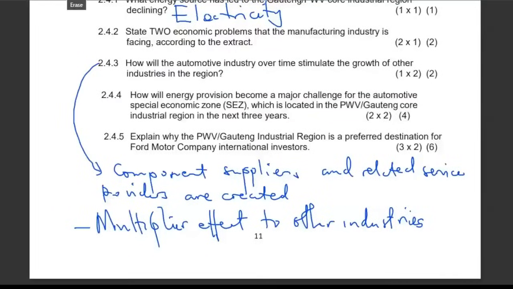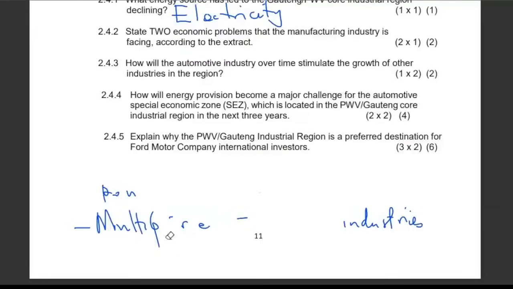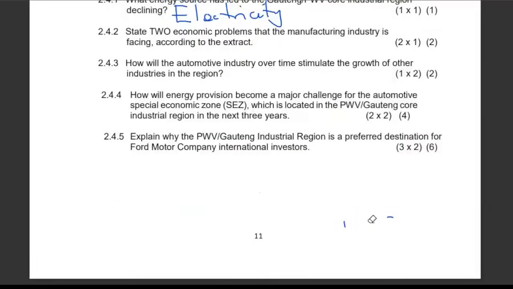Right, moving on to the next question. The next question is saying, how will energy provision become a major challenge for the automotive special economic zone, which is located in the PWV Gauteng Core Industrial Region, in the next 3 years? We are looking at energy provision. How is it going to be a major challenge? This issue of electricity is going to be a major challenge.